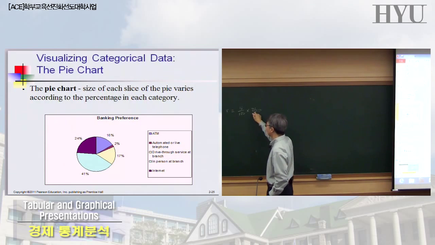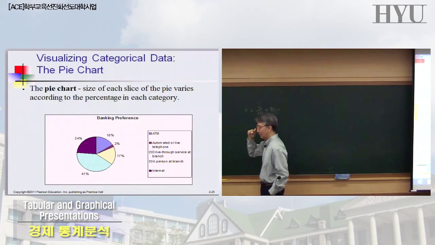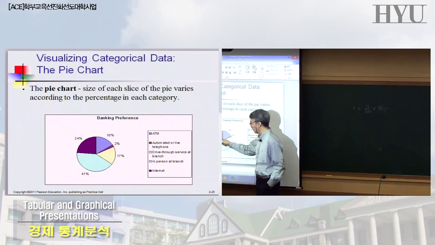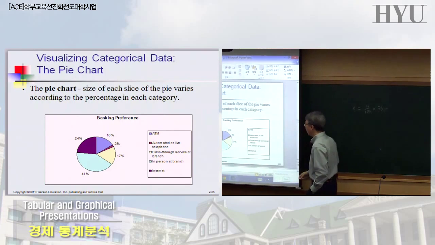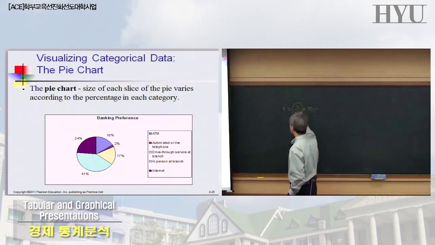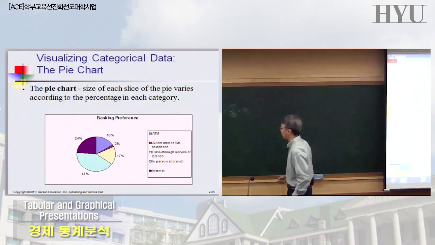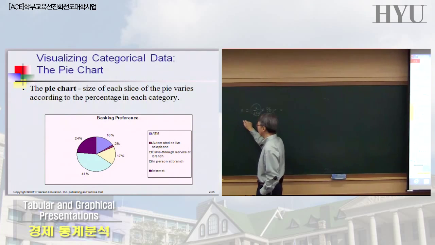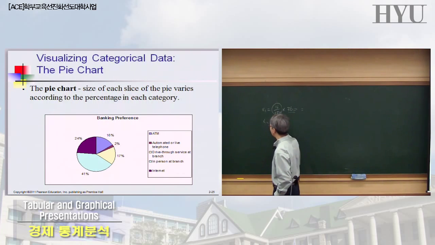Why is it 360? Because the entire circle is 360, and obviously that category has 16% of the total. So that's how you would calculate for each category. So x2 would be 2% times 360.